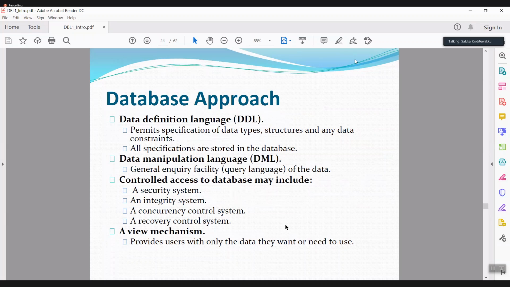After that, once the database is constructed, it is ready to use. And in order to use it, or in other words, to manipulate it, there is a separate component known as data manipulation language, or DML. That is where we have the query facilities. That means we ask questions and then the DBMS responds with the relevant information. And then there we also have to have security, or in other words, what we call access control.